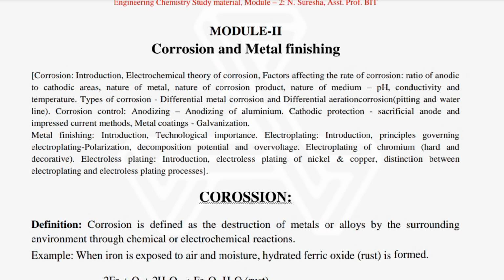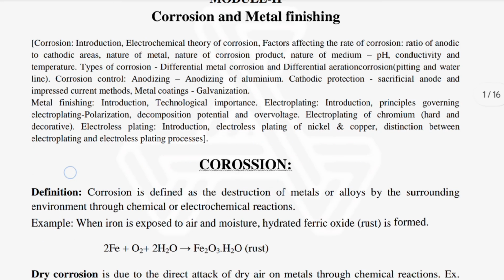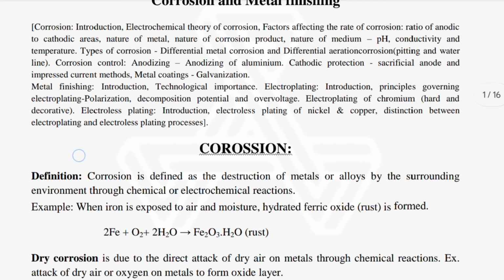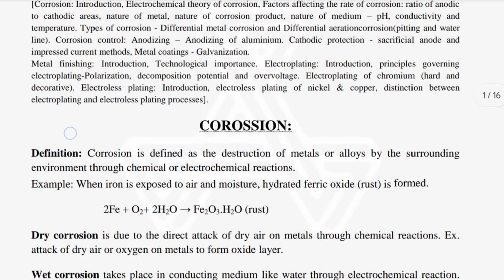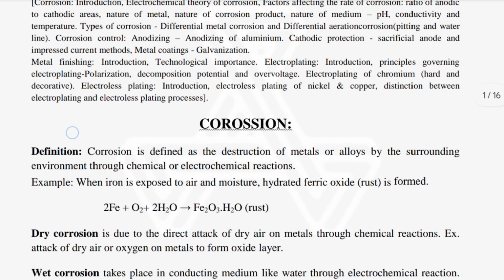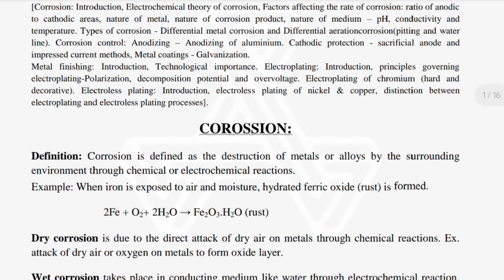Corrosion and Metal Finishing. Corrosion: Introduction. Electrochemical theory of corrosion. Factors affecting the rate of corrosion: ratio of anodic to cathodic areas, nature of the metal, nature of the corrosion product, and nature of the medium: pH, conductivity and temperature.